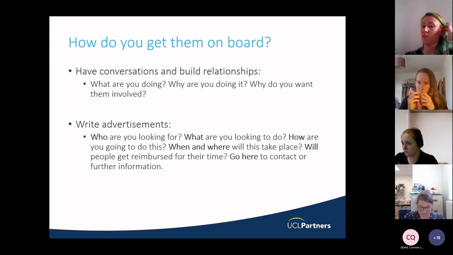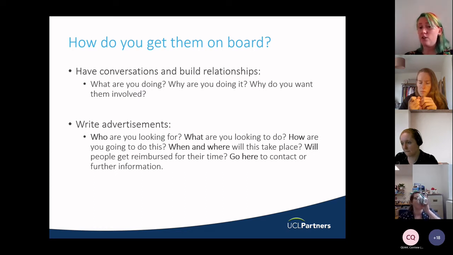So it's really, really important that you have that sort of information up front for them. Will people get reimbursed for their time? Now, this is something that I will come on to a little bit later about the importance of patient payment. But what I would say is that at the very bare minimum, you should be offering reimbursement for people's expenses when they get involved with you. So making sure that they're not out of pocket. But best practice now is saying that you should pay patients for their time as well.